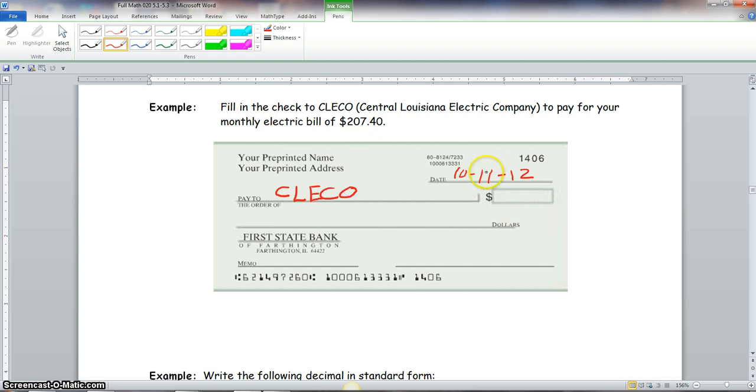And then also, we need to put in the dollar amount, which is $207.40. Okay, now, one of the most important parts here is to fill out the words, because even though you may fill out the digit amount here, you must have the words correct for the check to be any good. So we will write 207.